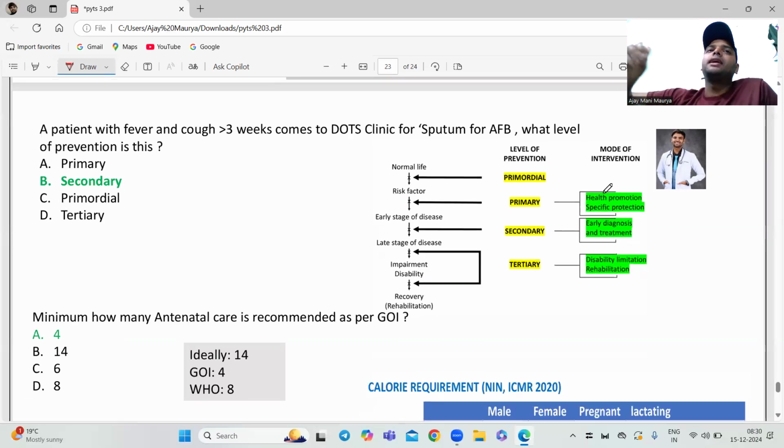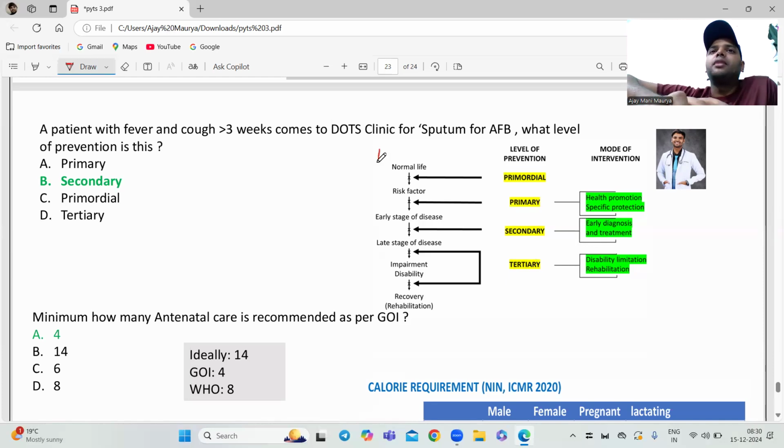Secondary, guys, for example any treatment or diagnosis. If you are doing treatment and diagnosis, remember in the question, a treatment or diagnosis, that is the secondary. Tertiary means disability limitation or rehabilitation. It is the tertiary, guys.